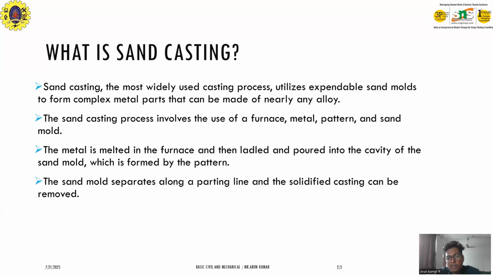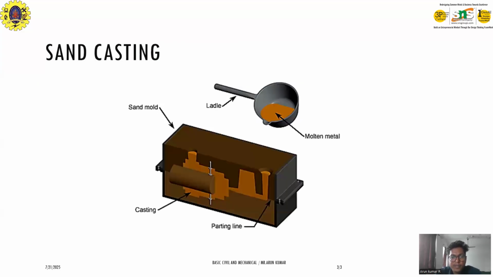After this, the metal is melted in the furnace, and the ladle is poured into the cavity of the sand mold, which is formed by the pattern. So by using the furnace we melt the metal and pour it into the cavity of the sand mold, which is formed by the pattern. The sand mold is split along the parting line so that the solidified casting can be removed. These are the simple processes for understanding purposes.